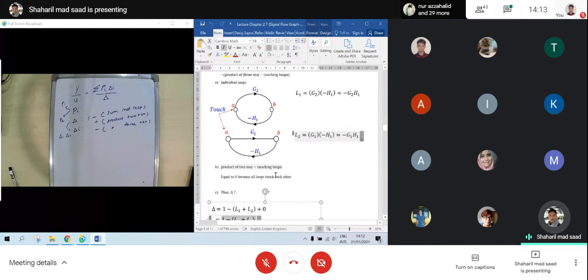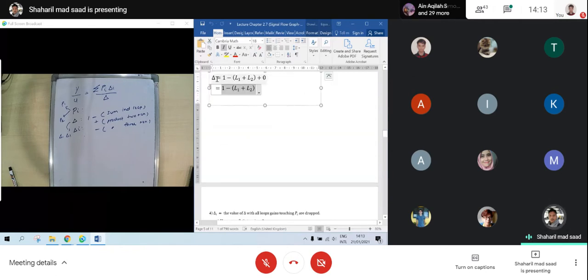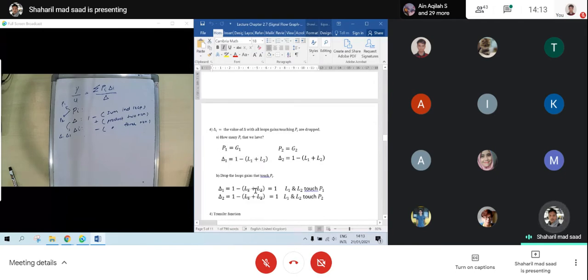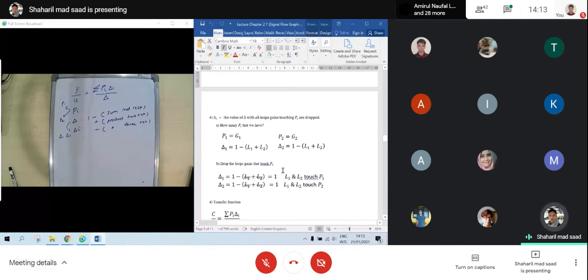Now we need to find delta I. Delta I depends on how many forward path gains you have. You have 2 forward path gains, so that means you will have delta 1 and also delta 2. Then you need to drop the loops in delta 1 or delta 2 that touch forward path gain 1 or 2. So let's look at delta 1.